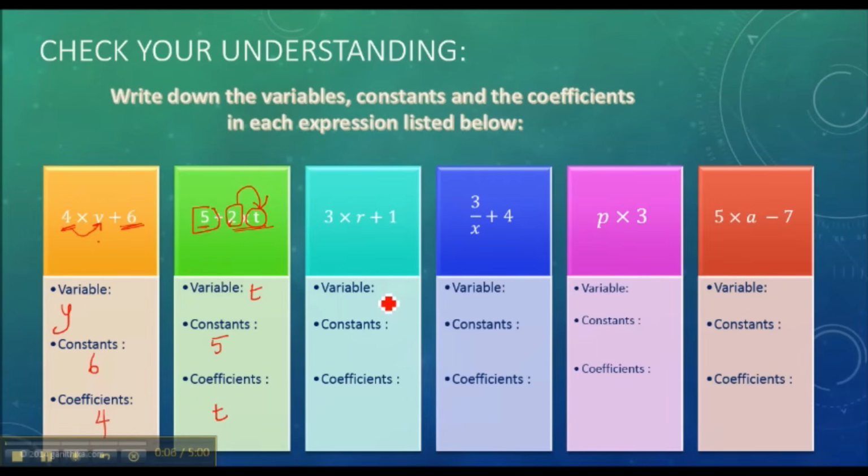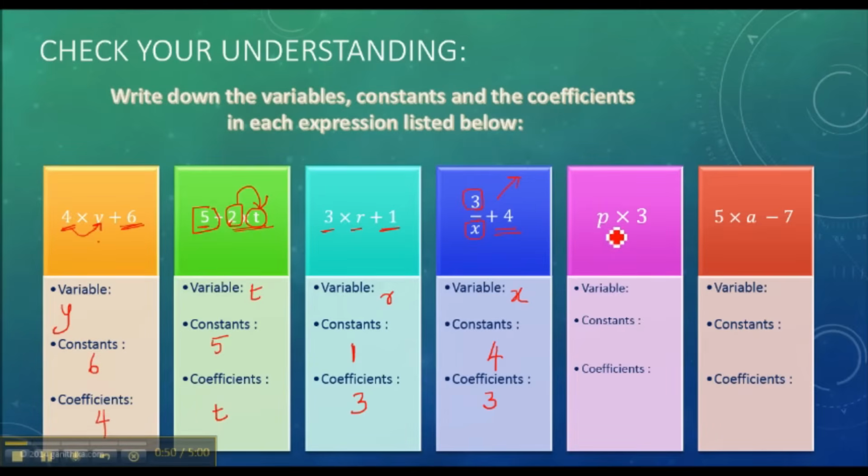In this case, the variable is r, and the constant is 1, and the coefficient is 3. The constant is here, the variable is here, and the coefficient is here. Okay, here 3 divided by x plus 4. You can see the difference here. This is division. The unknown is in the denominator, but still the variable is x. The constant is that extra thing here, which is 4, and the coefficient attached to the x is 3. Therefore, 3 is the coefficient. This is a bit complicated expression, but we will see this later in the further lessons. Okay.